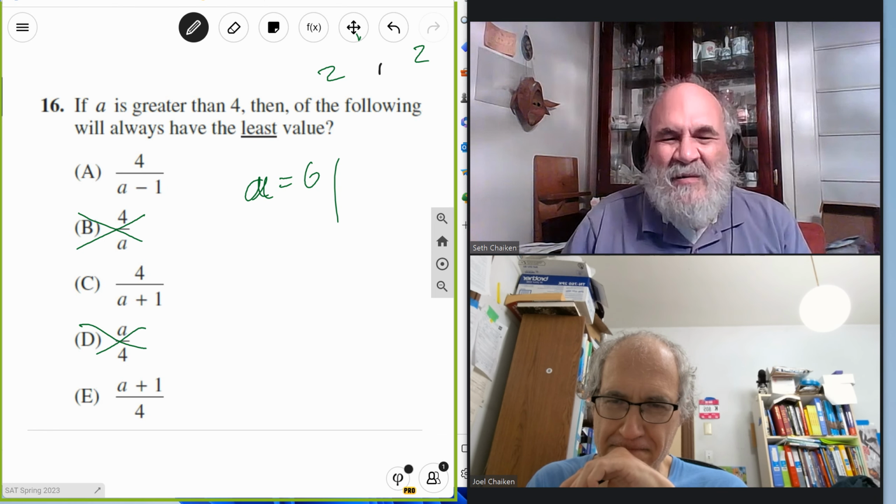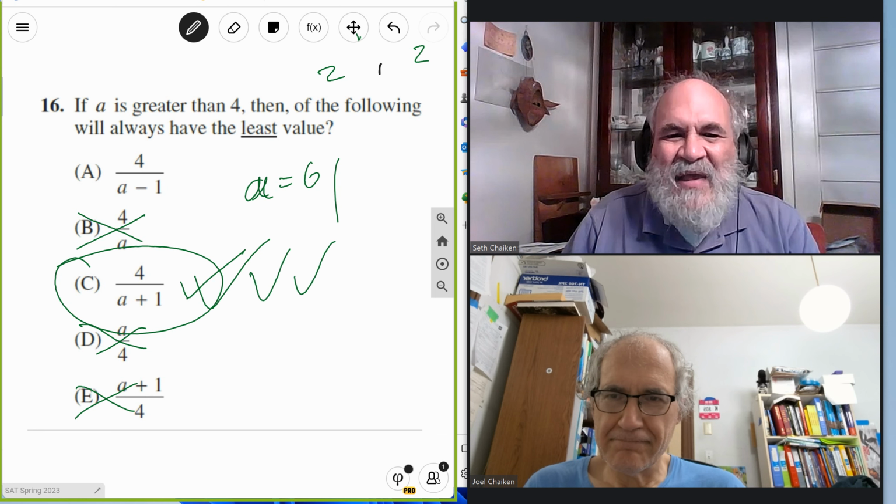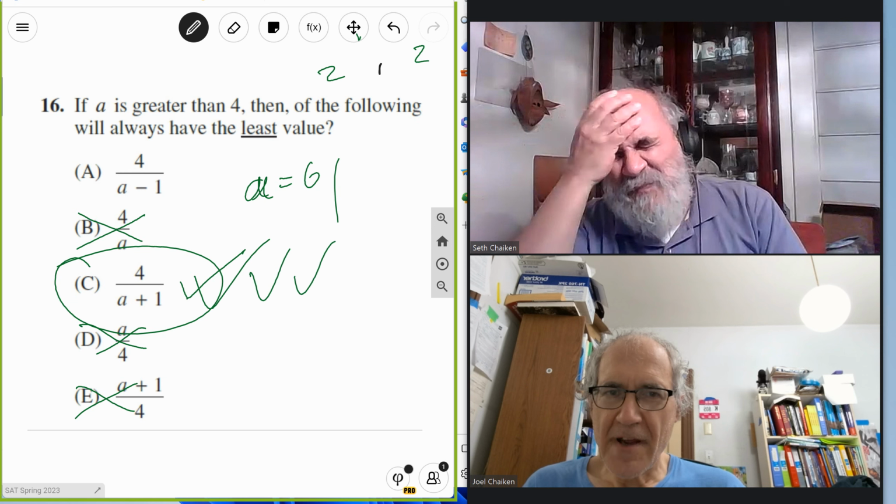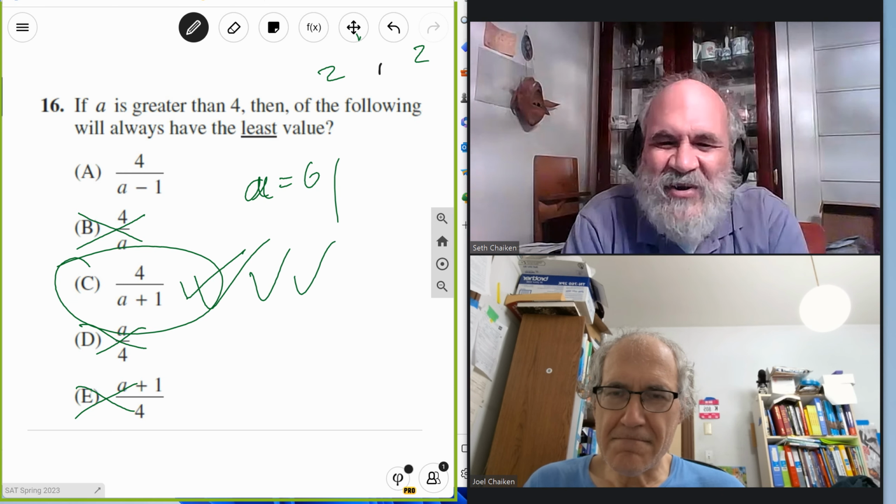Right. So now we have to worry about the three top ones. Okay, so A is large. A minus 1 compared with A, well, A minus 1 is smaller, A is a little bit bigger, and A plus 1 is even bigger. And as you get bigger numbers in the denominator, the whole thing gets smaller. Right. Okay, so Joel picked the one that this reasoning led me to. Right. So you just circled it.